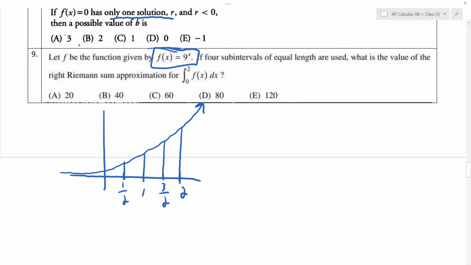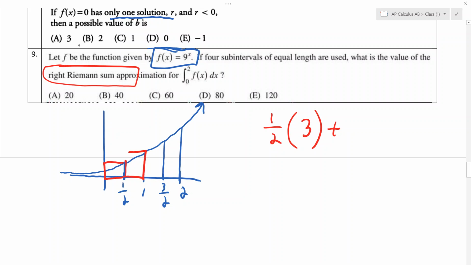Because we're doing a right Riemann sum, my first interval is from 0 to a half, right? That's a base of a half. And the y value there is the y value at a half. That's a terrible rectangle, but what's the y value of 9 to the x at a half? 3. 9 to the 1/2 power is 3. So it's a half times 9 to the 1/2. That's just 3. My first rectangle. Plus. My next rectangle is a half times the y value at 1. That's 9.